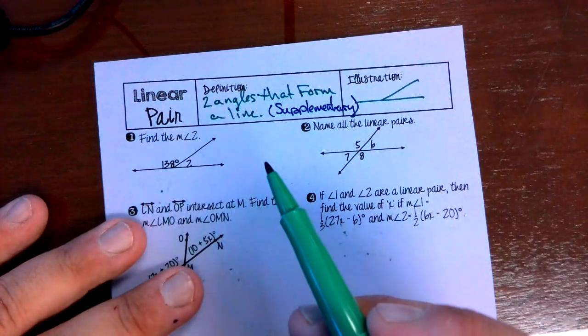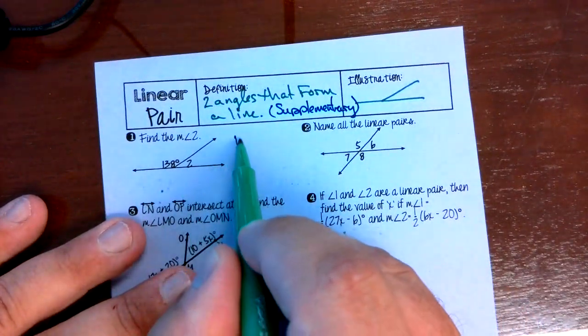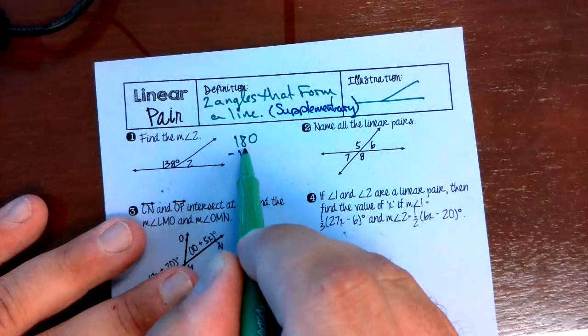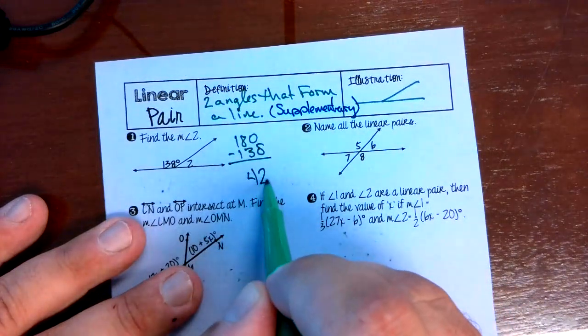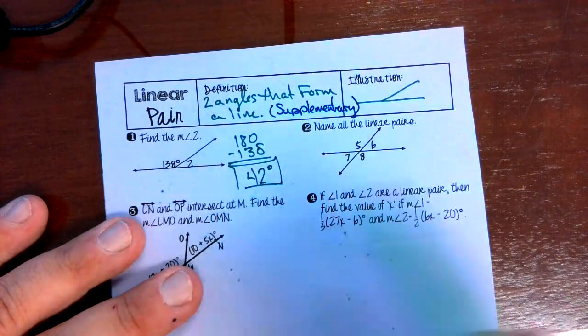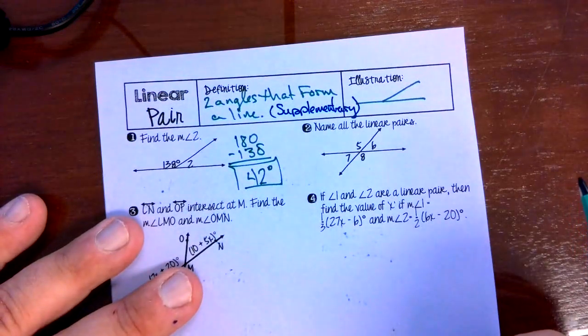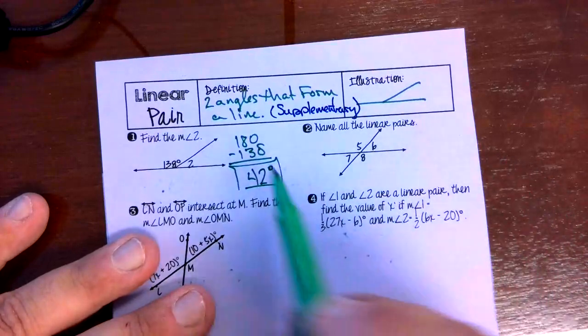So right here, when I want to find angle 2, I just take 180 minus 138, and I get 42 degrees. That's what the measure of angle 2 is. They have to add up to 180. I can go through and do that.